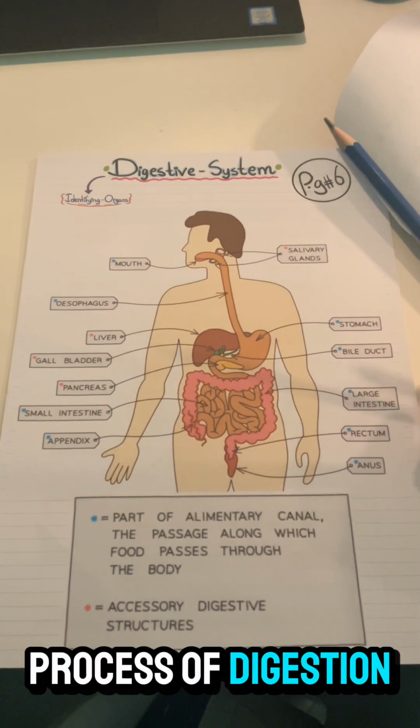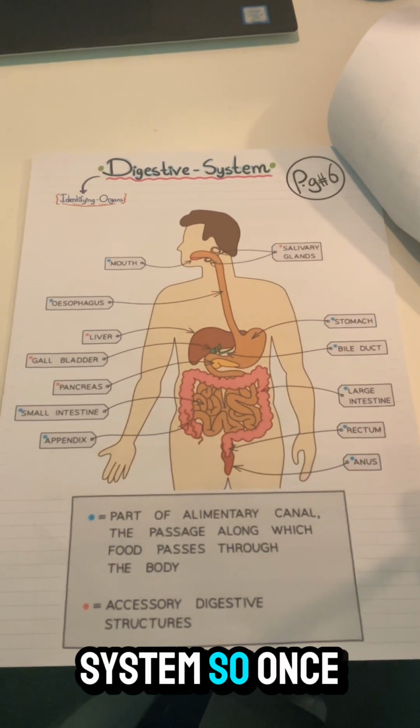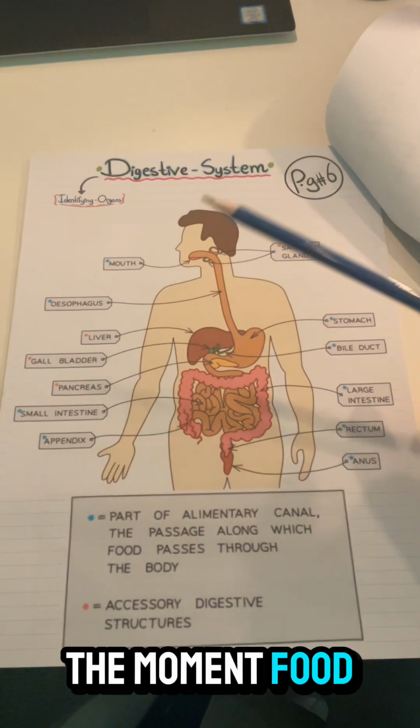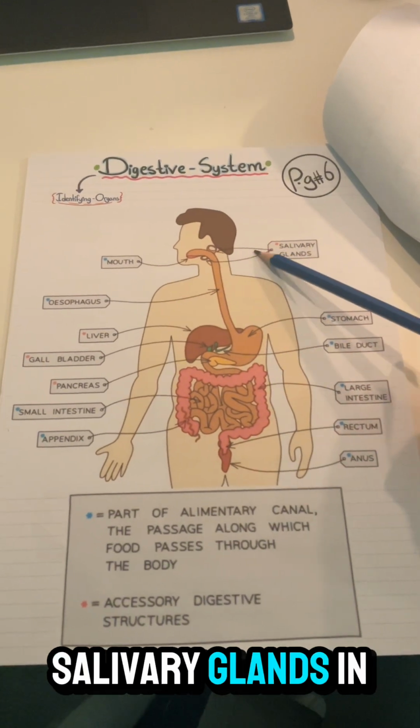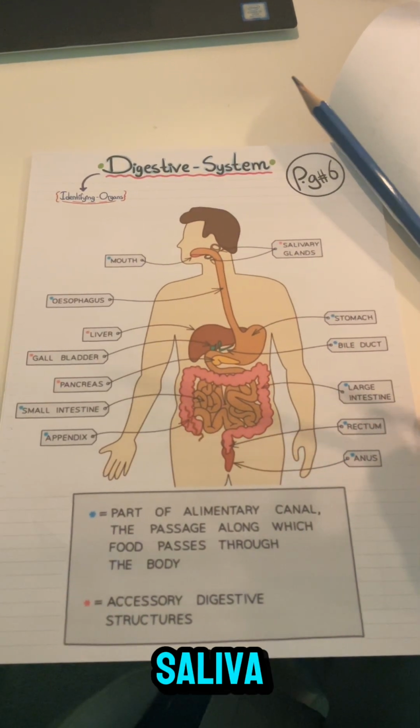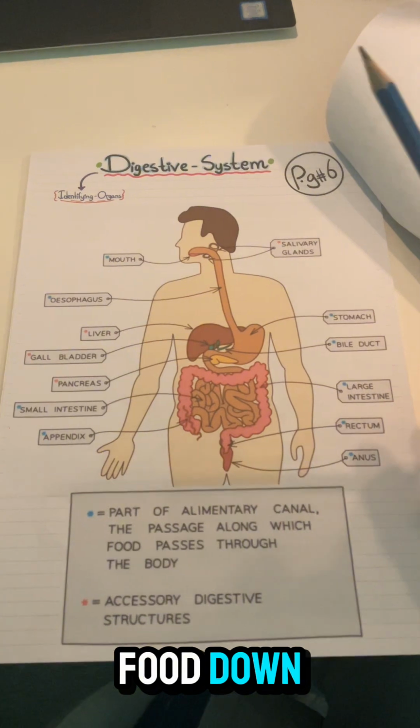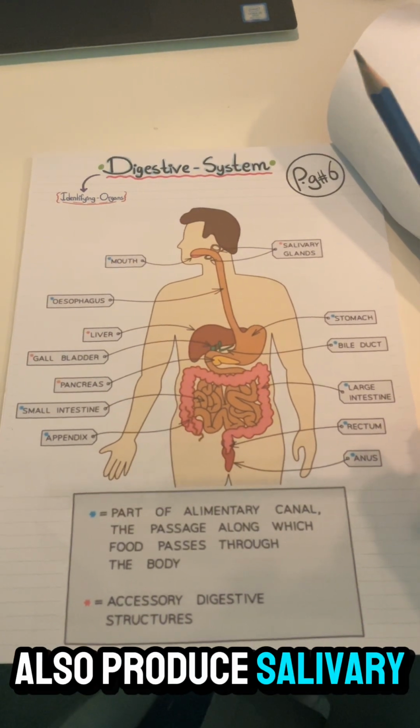Let's understand the process of digestion in our digestive system. So, once we eat food, the moment food enters our mouth, the salivary glands in the mouth are going to produce saliva to moisten our food. And salivary glands also produce salivary amylase.